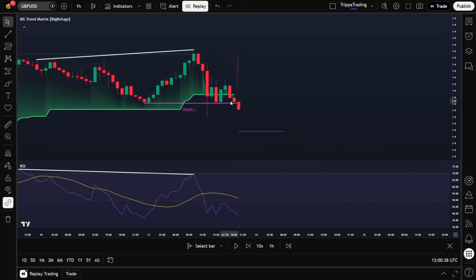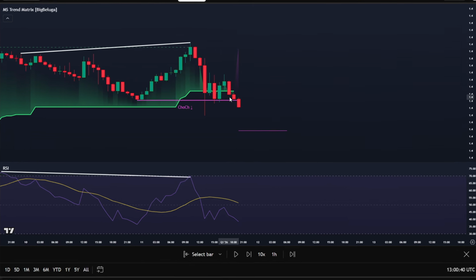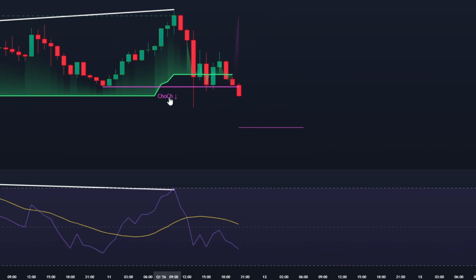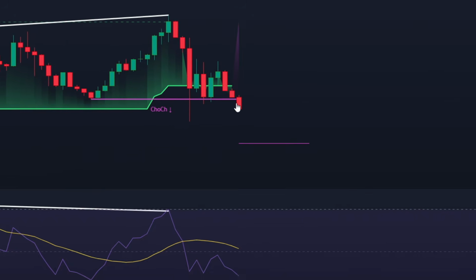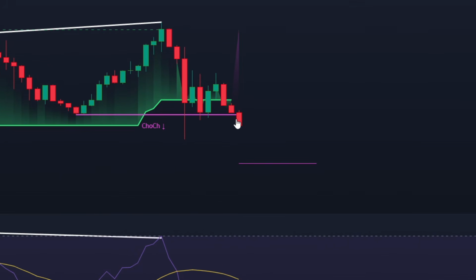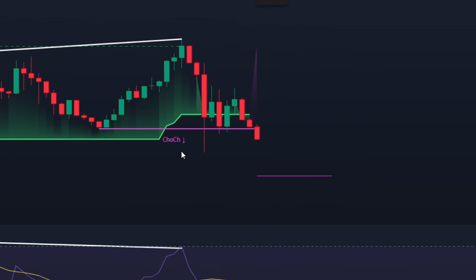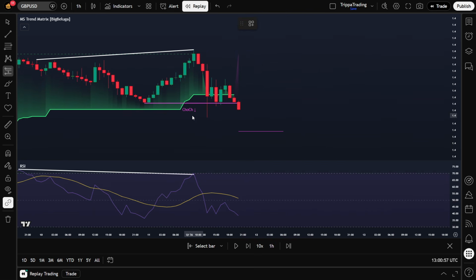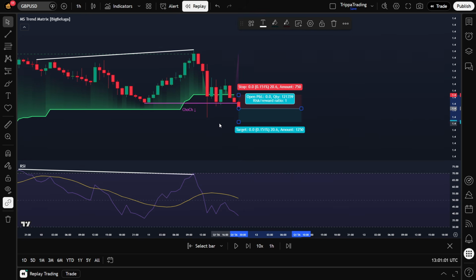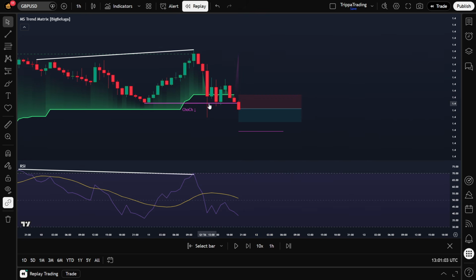Sometimes it only leads to a pullback, or price may just move into a range. So now we wait for the second confirmation, which is the change of character. Once price closes below the key higher low of that uptrend, the structure is broken. Now we have both conditions. We have bearish divergence from RSI, and we have a bearish change of character from the indicator. That combination tells us the reversal has a much better chance of being real.